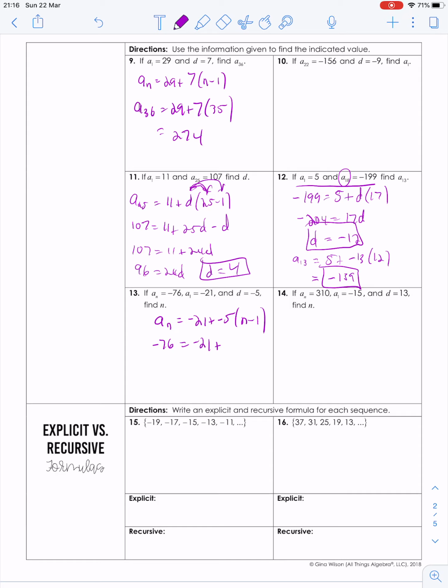So this is going to be negative 5n plus 5. So we're going to end up with negative 76 equals negative 5n plus, not plus, minus 16. So negative 5n equals negative 60. N equals 12. Nice. And we are done. We just need to find n.